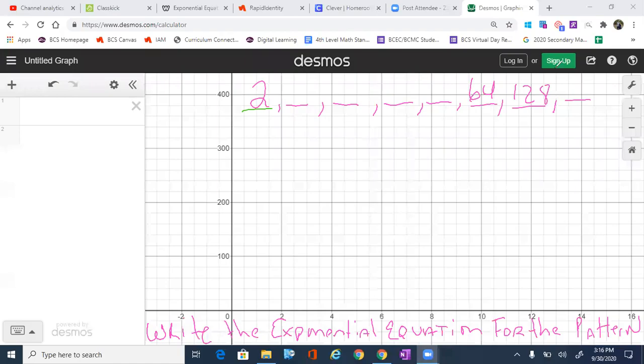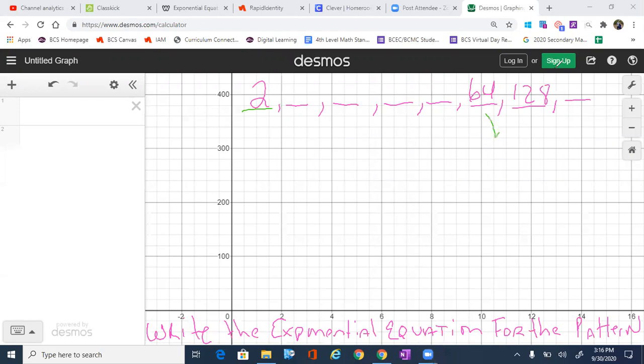Yes, we get a chance to write the exponential equation based off of a pattern. And when we do this, we're going to really focus in on that gap between that 2 and that 64. It is easier if we just use the 64 and the 128, but we're going to use that as a reference for that big gap between 2 and 64 and 128.